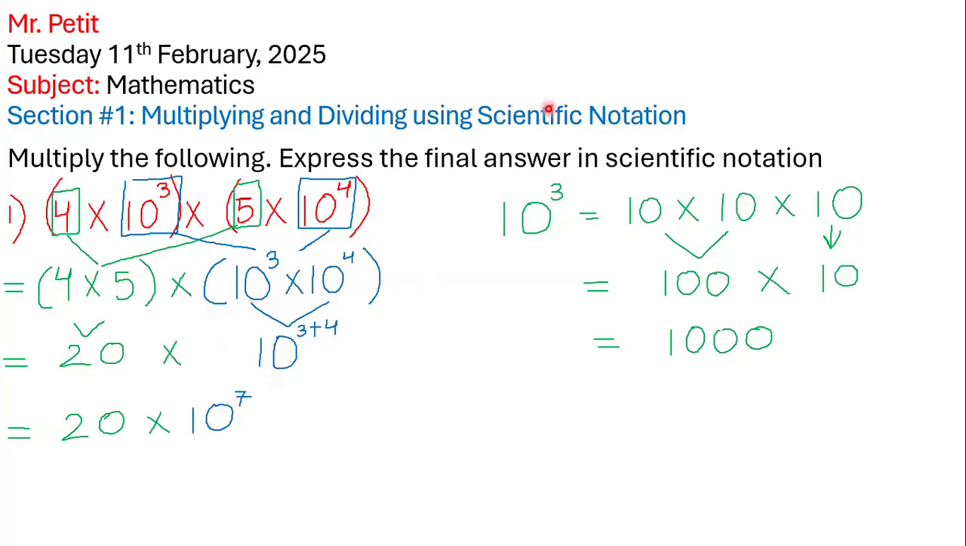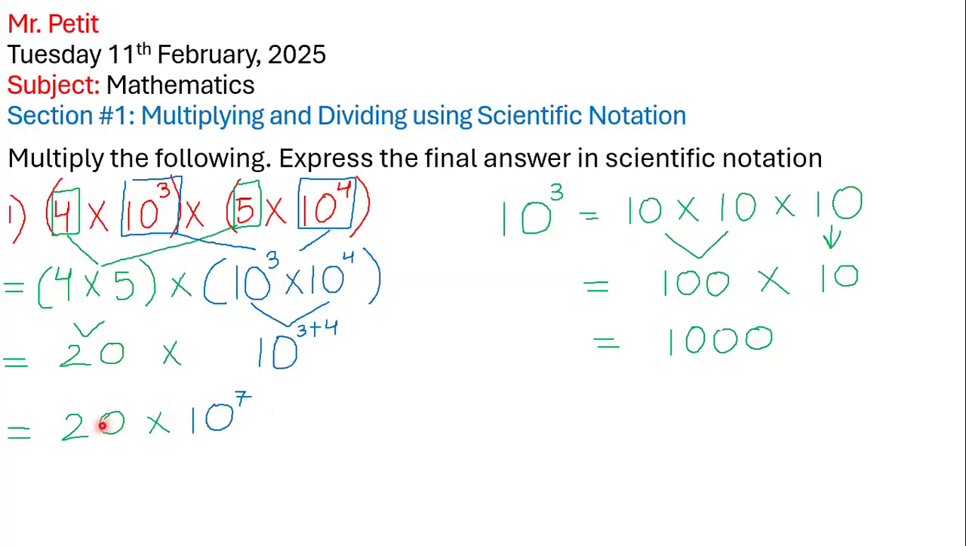We added the 3 and the 4 because it's a rule. The rule says that if you have the same base, you add the powers. The same base is 10, both of them have 10 as the base. So we add the powers, 3 plus 4 is 7.